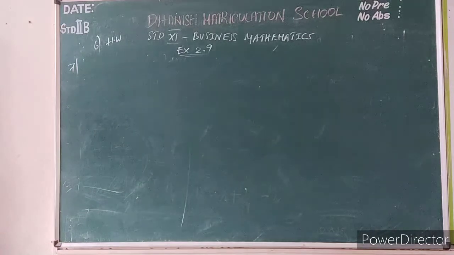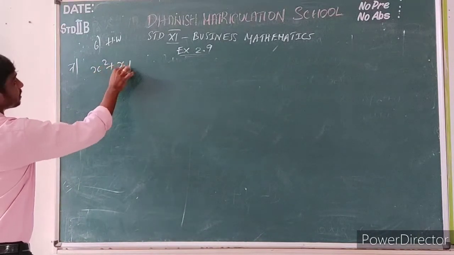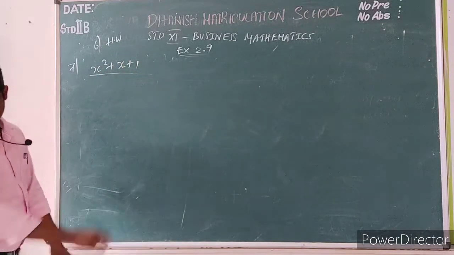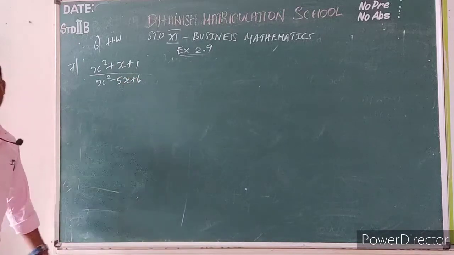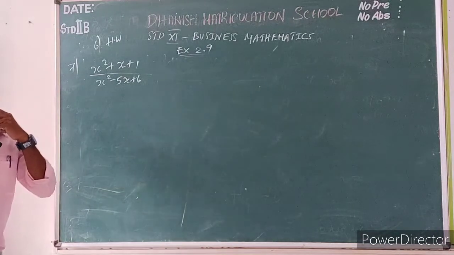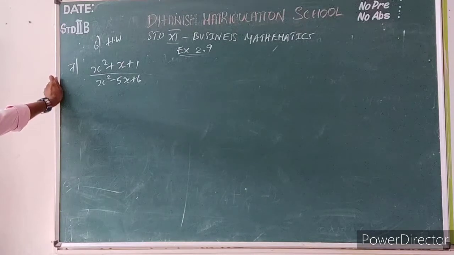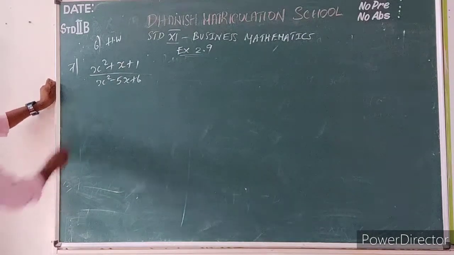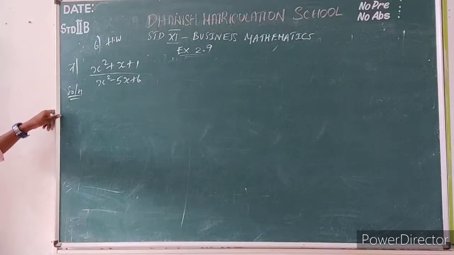What is the question given for the seventh one? That is x square plus x plus 1 divided by x square minus 5x plus 6. So in this function it will be an improper fraction. Now we are going to solve it using the division method. How to divide this one?